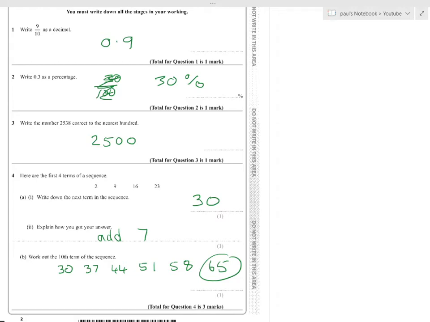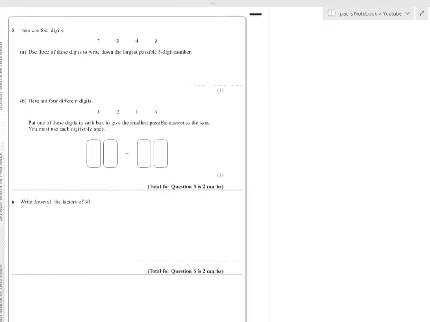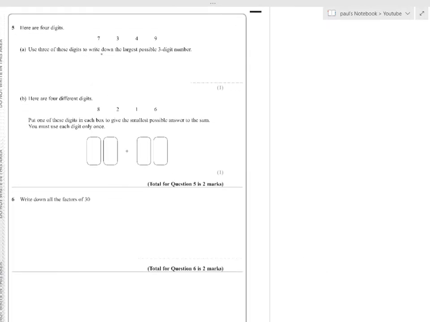Right, so let's come down a bit more. Here are 4 digits. Use 3 of these digits to write down the largest possible 3-digit number. Well, it's going to be beginning with 9 and then it's got to be 4.